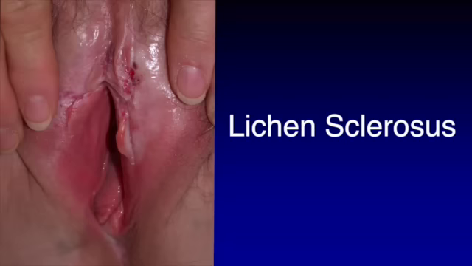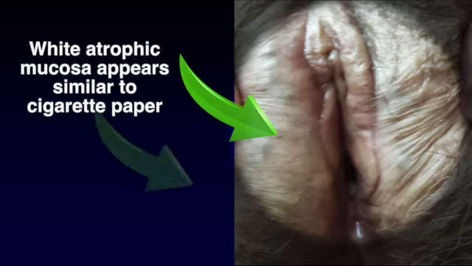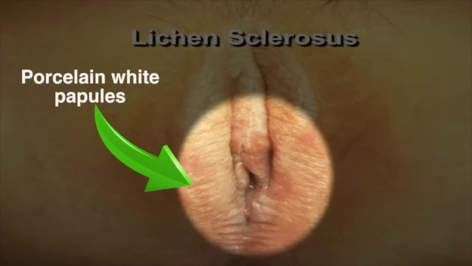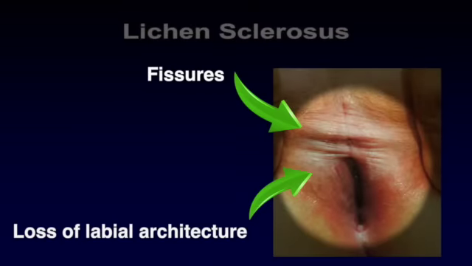Lichen sclerosus is one of the most common papulosquamous diseases that a gynecologist will see. On examination, white atrophic mucosa that appears similar to cigarette paper on the medial labia majora and labia minora characterizes lichen sclerosus. Typical lesions of lichen sclerosus are porcelain white papules and plaques, often with areas of ecchymosis or purpura. Fissures occur with a loss of architecture. Here there are also absent labia minora.